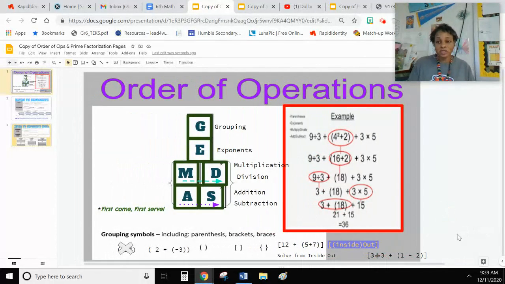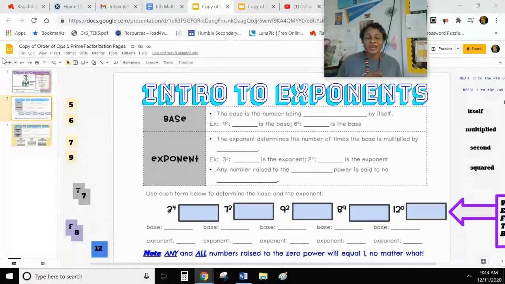If you have more questions, definitely ask in class or in your Zoom, and we will clarify that. So let's jump right in and talk about exponents. Exponents are new to us, right? So let's learn all about them.